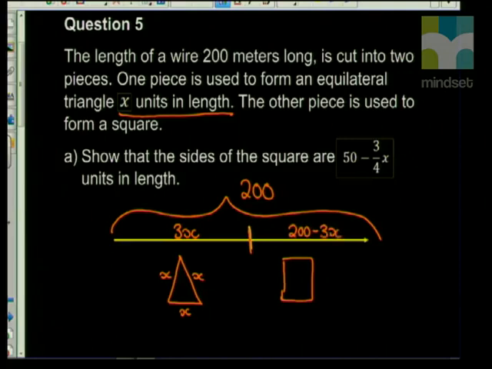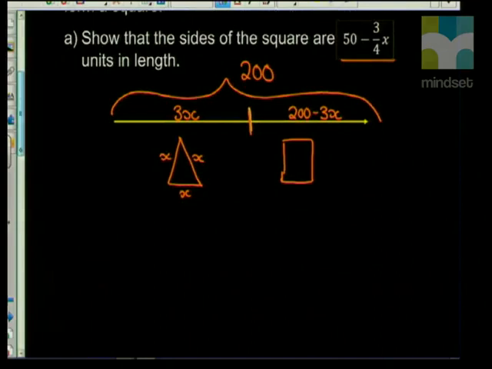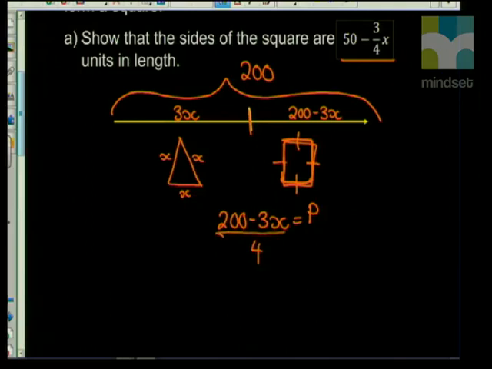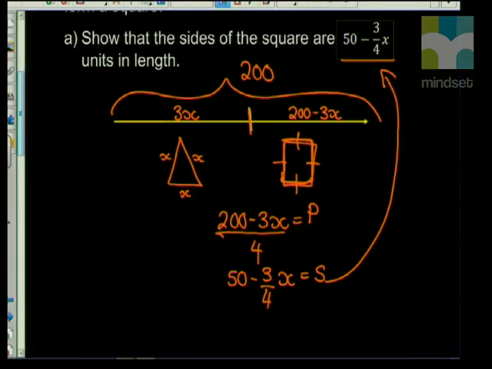They ask us to show the length of the sides of your square, and they actually tell you the answer we're looking for. We want to prove that each length of your square is 50 minus 3 over 4x. So let's take the 200 minus 3x, which represents the perimeter of the 4 sides of your square. If each side is equal in length, then to work out one side I would have to divide by 4. 200 divided by 4 is 50, and 3 over 4x is what is left, and that's one side of your square, which is exactly what they asked me to prove.